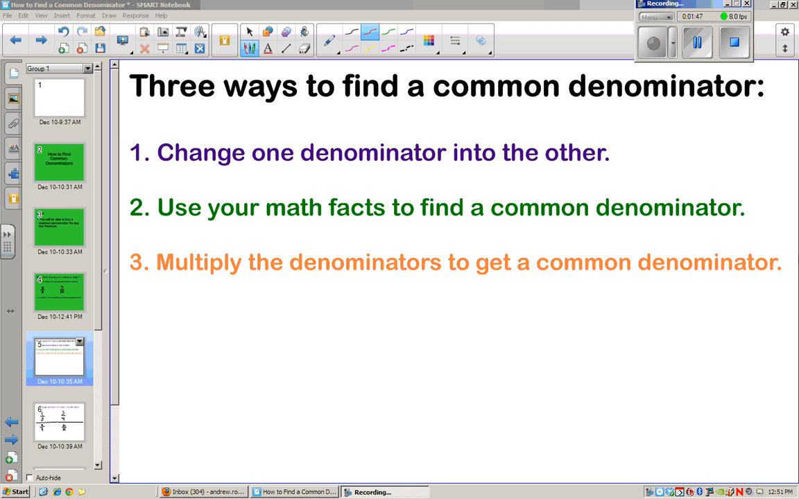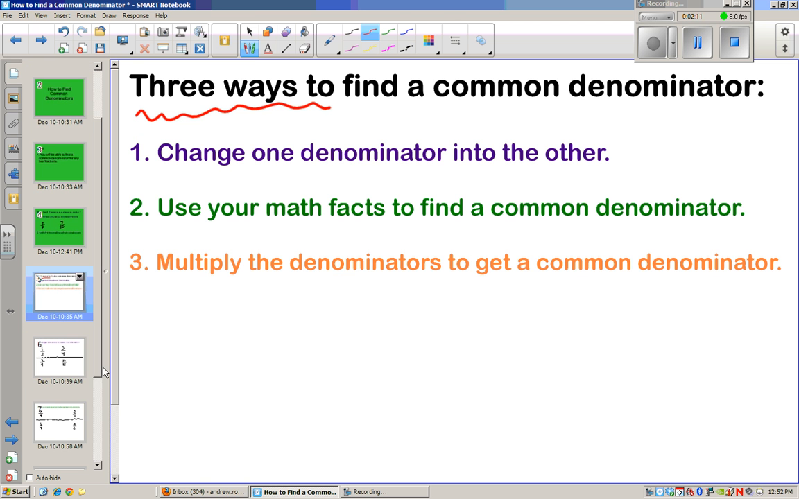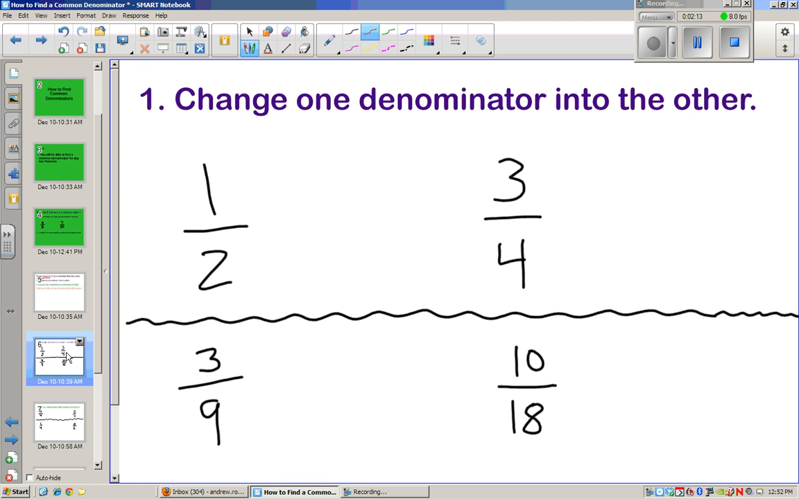All right, so there are three ways to find a common denominator. The first one is to change one denominator into the other. The second way is to use your math facts to find a common denominator. And the third way is to multiply the denominators together to get a common denominator. So let's look at some examples of all three of these.